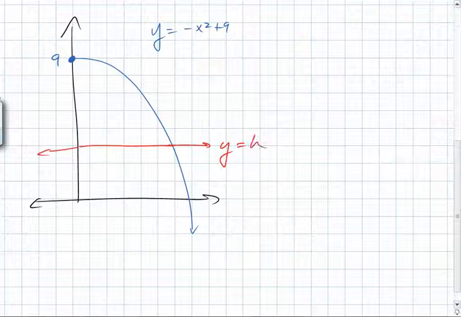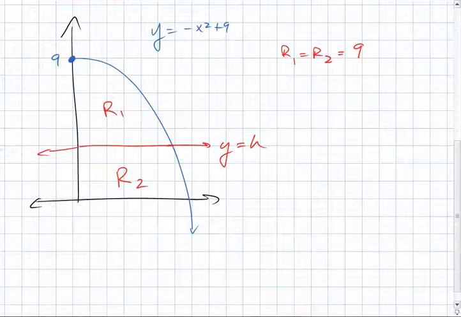That's y equals h. Let's call this region 1 and this one region 2. What is the area of each of those regions going to be? Yeah, you know region 1 is going to be region 2 because you want them to be equal, and they're going to equal 9. What I'd like you to do now, take your head and tilt it 90 degrees to the right. You're going to set up an integral in terms of y instead of x.